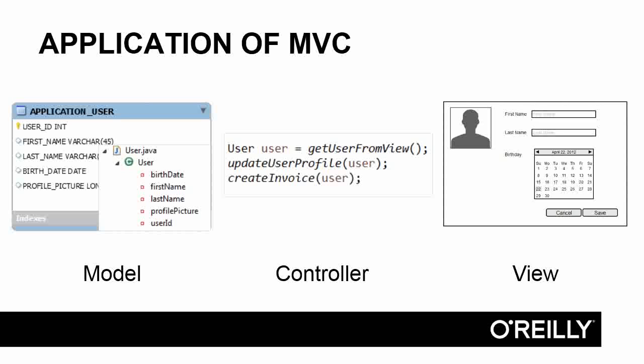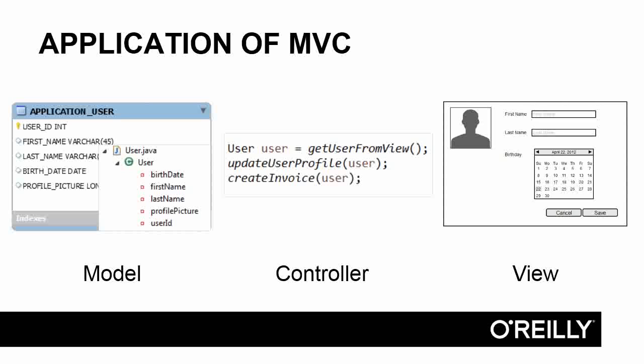Now, you'll notice next, if we look to the right, I have included the controller as opposed to the view. And that's because the controller often conducts the interactions between the model and the view. Here we see that we are getting the user information from the view, and then we're updating the user profile. So maybe that is updating our model and then storing that information in a database. And then we're creating an invoice. So maybe we take that user model object and we pass it into a method that can then send an invoice to that user based upon their address.